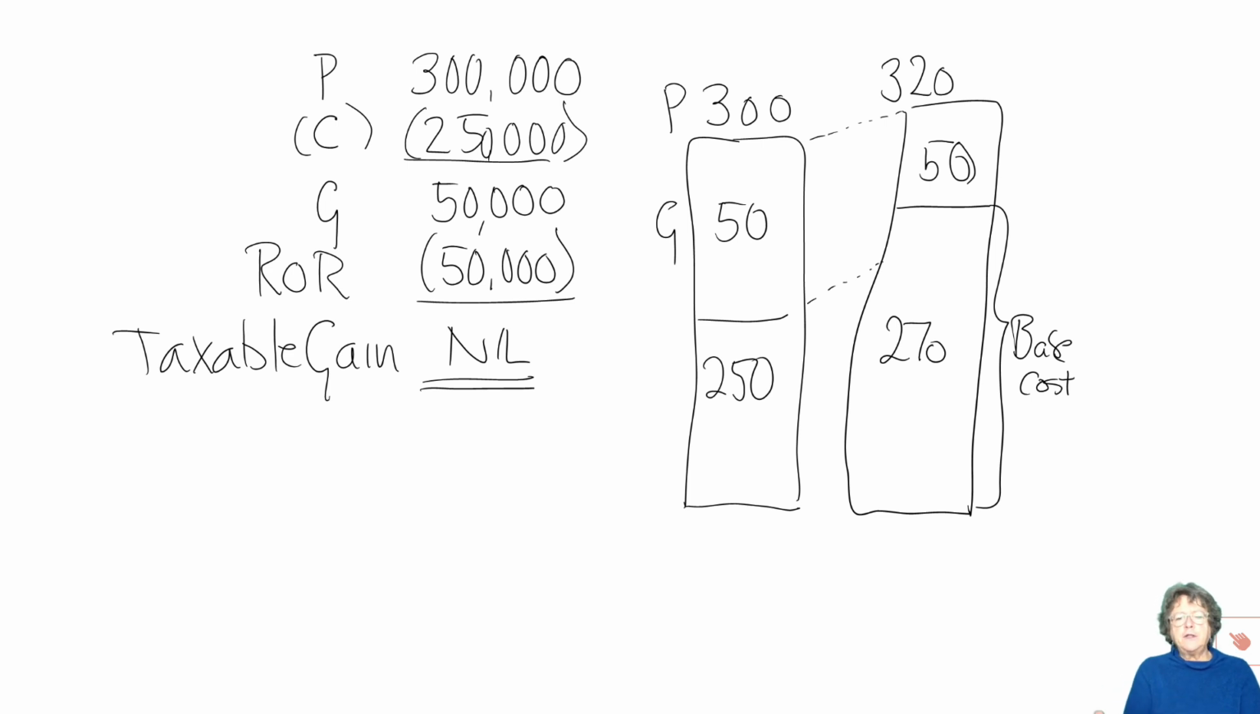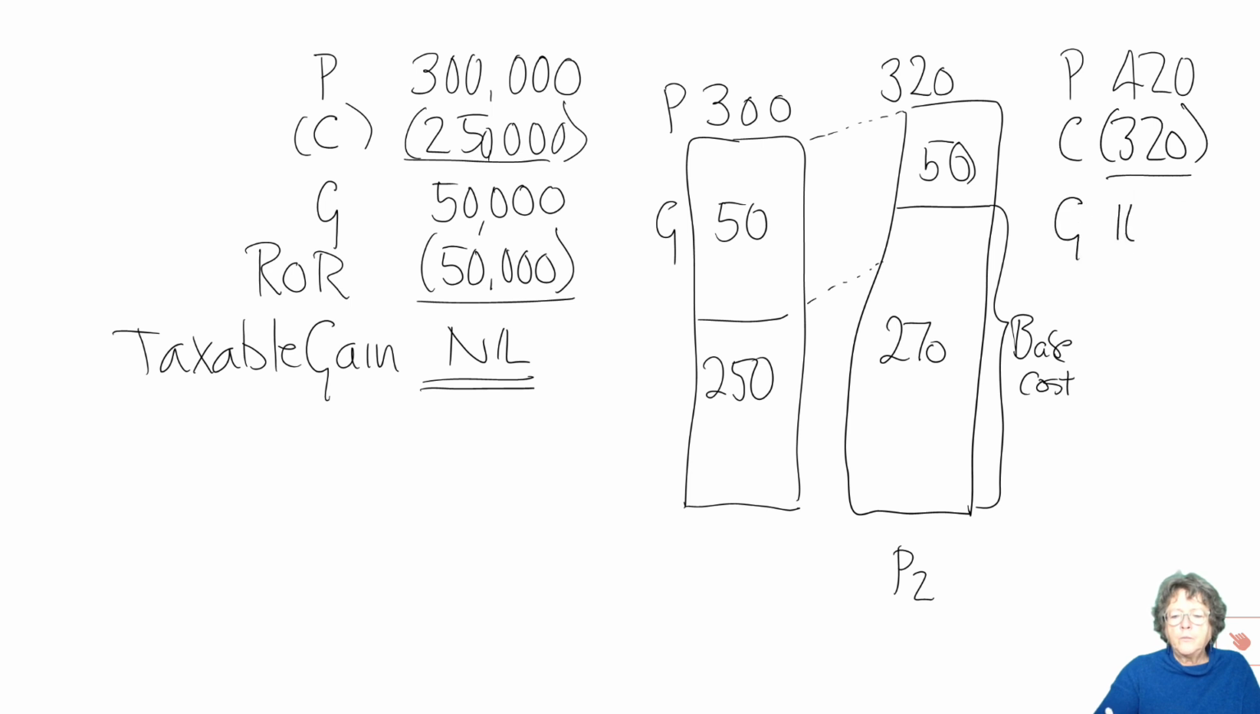Now say for example in the future he decides he's going to sell this for say 420,000. He's not going to replace it. If we only deal in property 2 in isolation, it would be proceeds less cost equals gain.